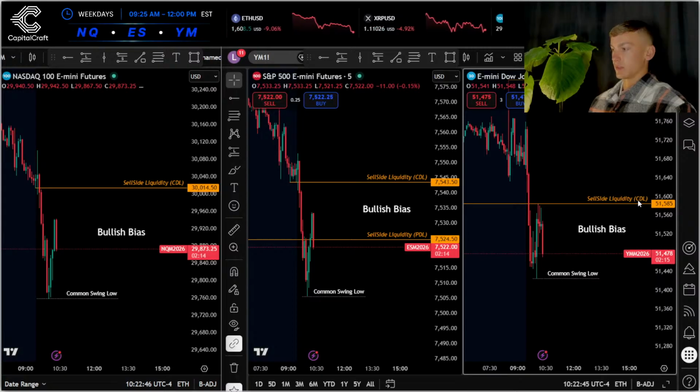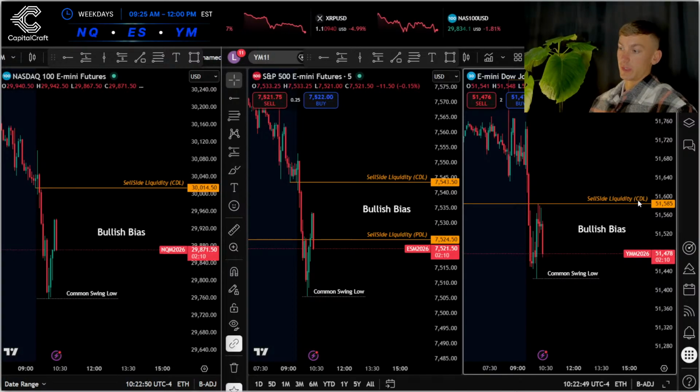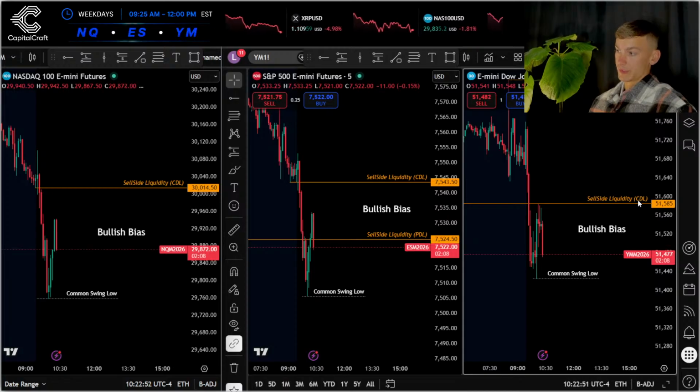We have approximately 2 minutes left of the 5-minute candle. Right now we are seeing a push down, which is fairly awesome.